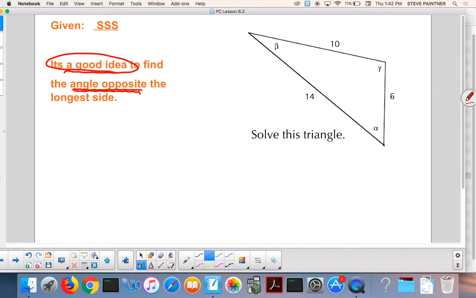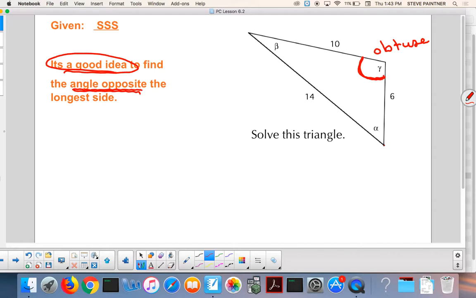Find the angle opposite the what? Longest side. Okay, because the angle opposite the longest side is the only one that could be what? Obtuse. This is the only angle that could be obtuse, so go find it right away. If it is obtuse, these are both acute, which means you don't have to worry about this anymore. If this is acute, which it could be, they're all acute, they're all less than 90.